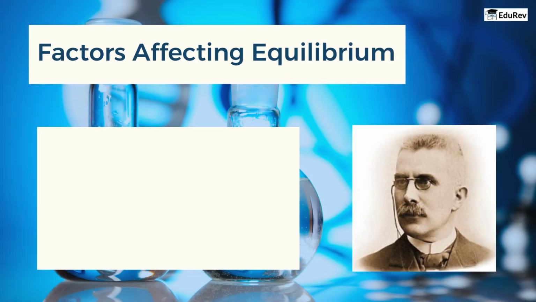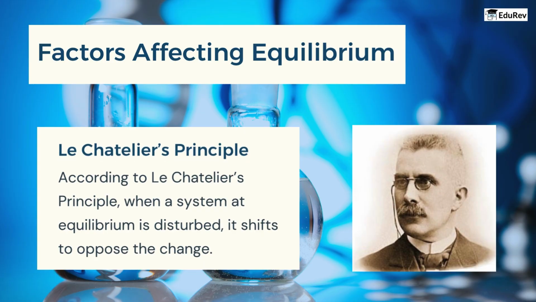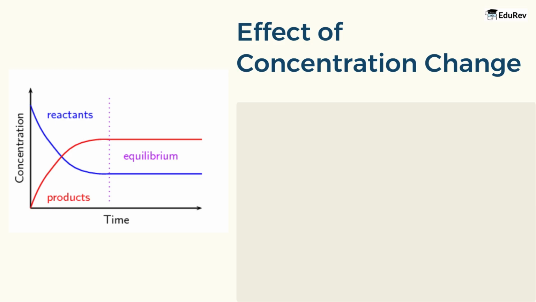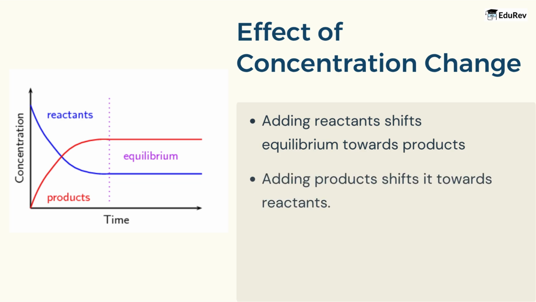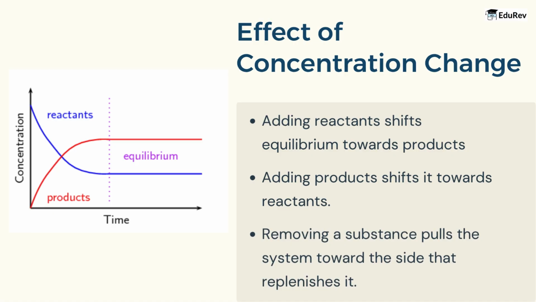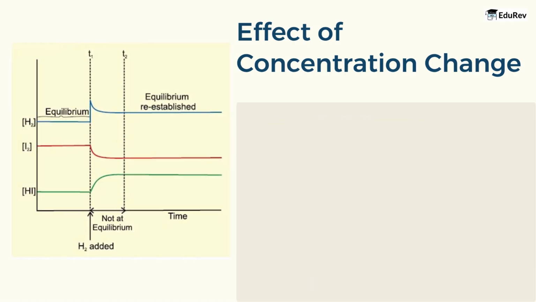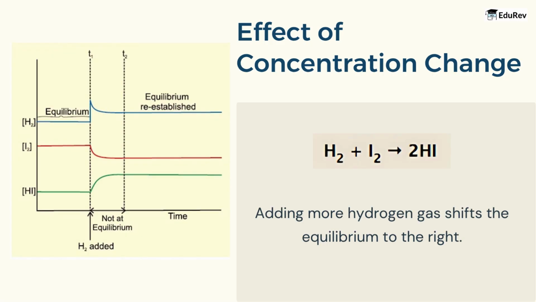Factors affecting equilibrium. According to Le Chatelier's principle, when a system at equilibrium is disturbed, it shifts to oppose the change. Effect of concentration change. Adding reactants shifts equilibrium towards products. Adding products shifts it towards reactants. Removing a substance pulls the system toward the side that replenishes it. For example, in the reaction, hydrogen gas plus iodine gas in equilibrium with hydrogen iodide gas, adding more hydrogen gas shifts the equilibrium to the right.